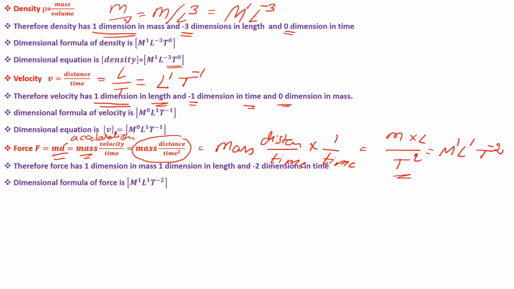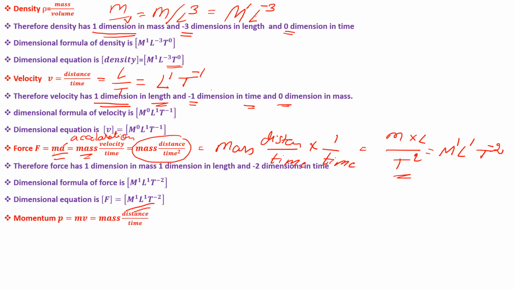Next, how to write the dimensional formula then? M to the power 1, L to the power 1, and T to the power minus 2 is the dimensional formula of force. Now how to write the dimensional equation? That is force F is equal to M to the power 1, L to the power 1, and T to the power minus 2 inside the square brackets. So that is the dimensional equation of force.